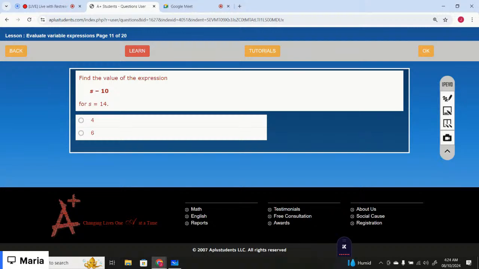The correct option is 14 minus 10. So which is the correct option? The correct option is 4. Option number 1 is the correct option.